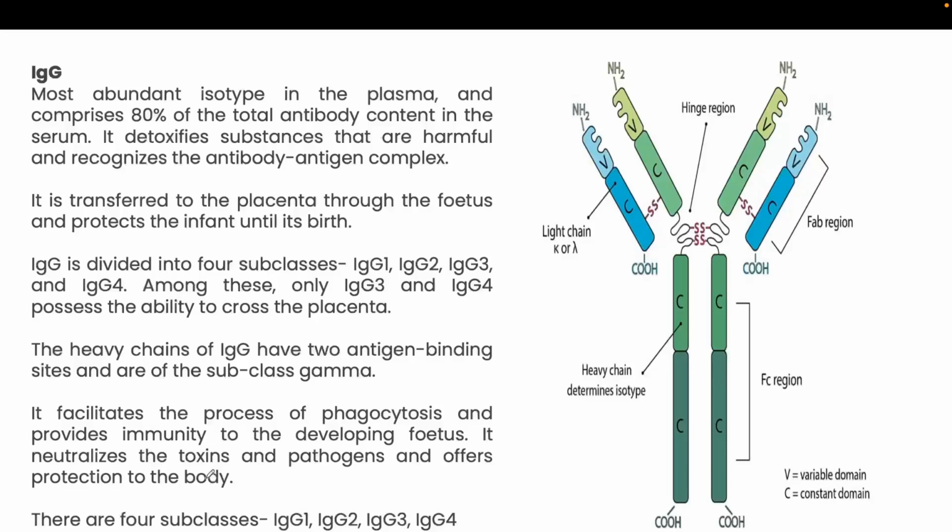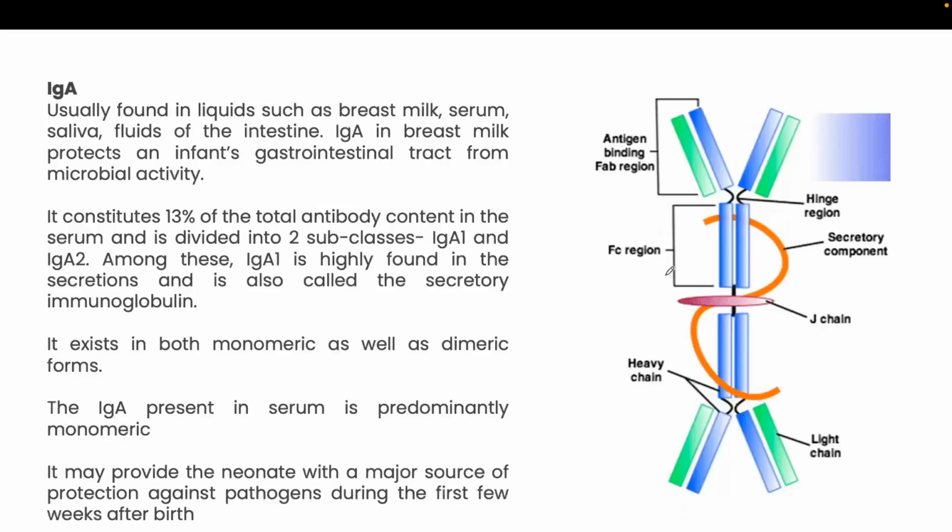And there are 4 subclasses of IgG. This consists of the normal immunoglobulin structure. The third antibody is IgA, usually found in fluids such as breast milk, serum, saliva, and fluid of the intestine. IgA in breast milk protects an infant's gastrointestinal tract from microbial activity.